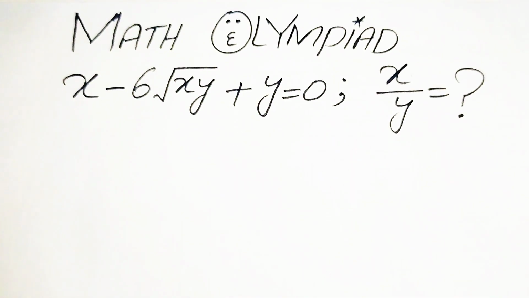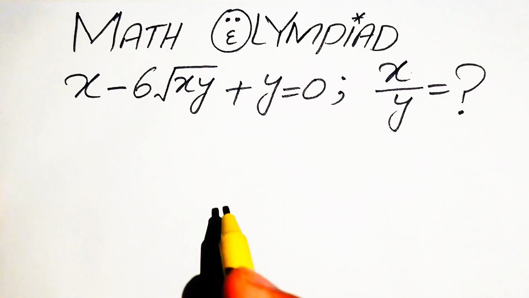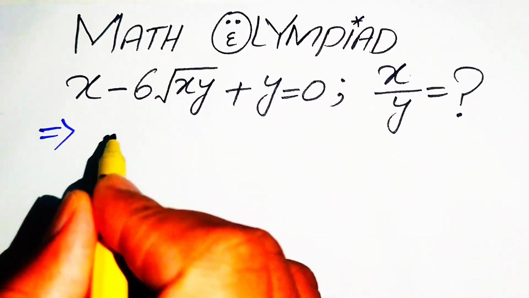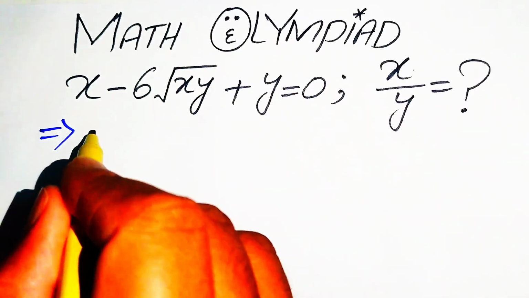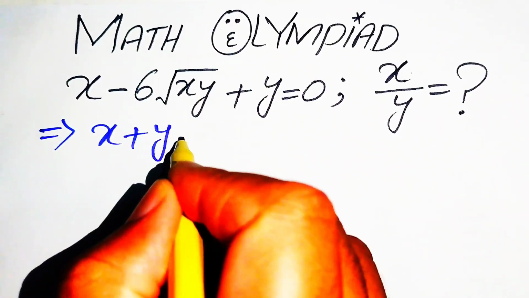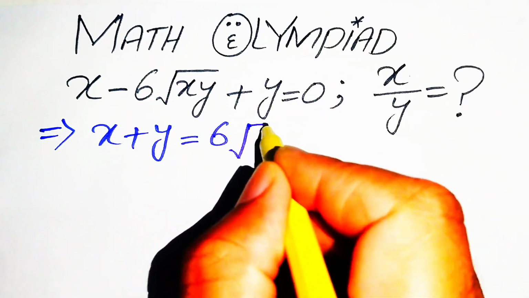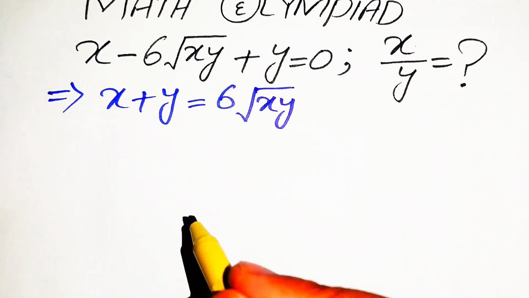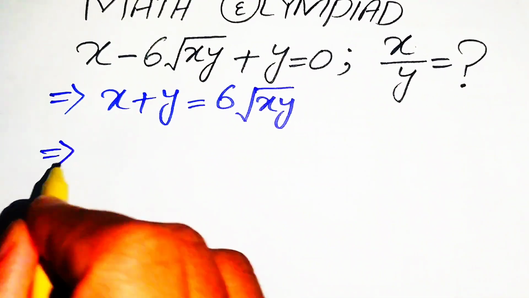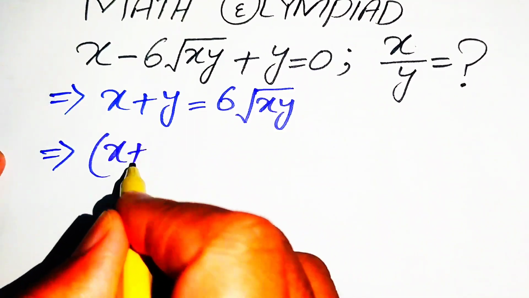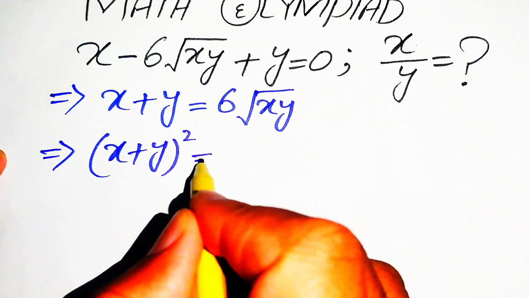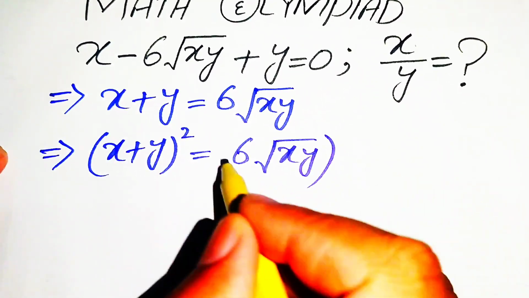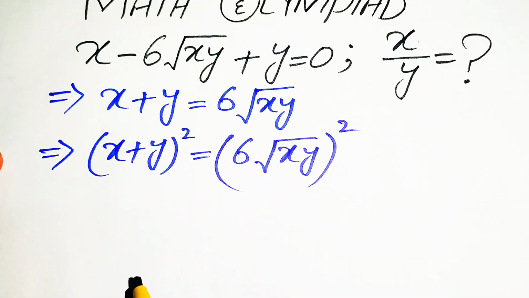y. So the very first step we are going to do is rearrange these terms in this form. We move this negative term to the right hand side, and it becomes x plus y equals 6 times the square root of xy. So here we need to take the square on both sides of this equation, and it will be written as x plus y whole square equals 6 times the square root of xy whole square.